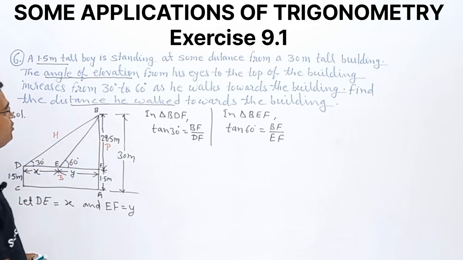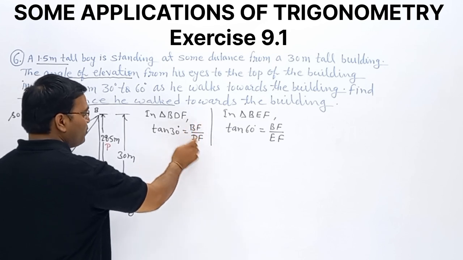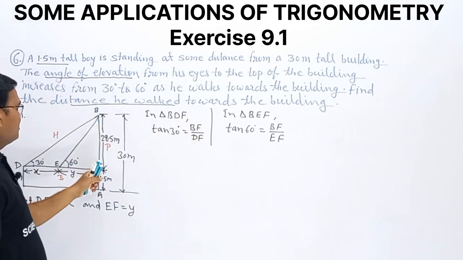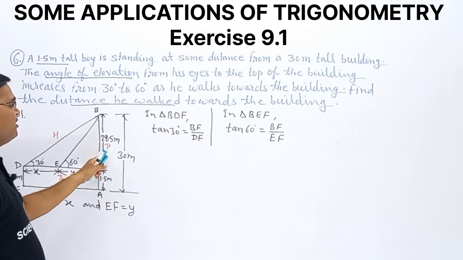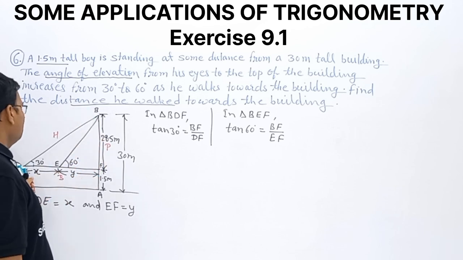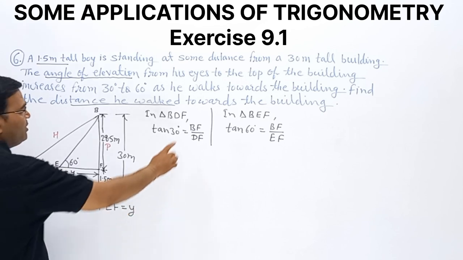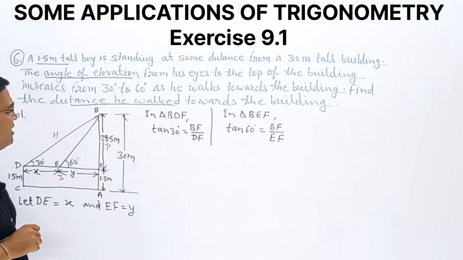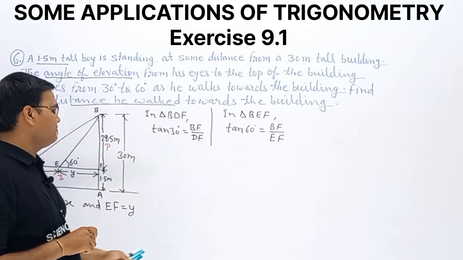Tangent theta. So we use tangent theta equal to perpendicular upon base. So tangent 30 can be written as what? This side is the perpendicular, BF, divided by the base. Base is DF. BF upon DF will be tangent 30. I hope you understand this. Clear? Tangent theta will be BF upon DF.